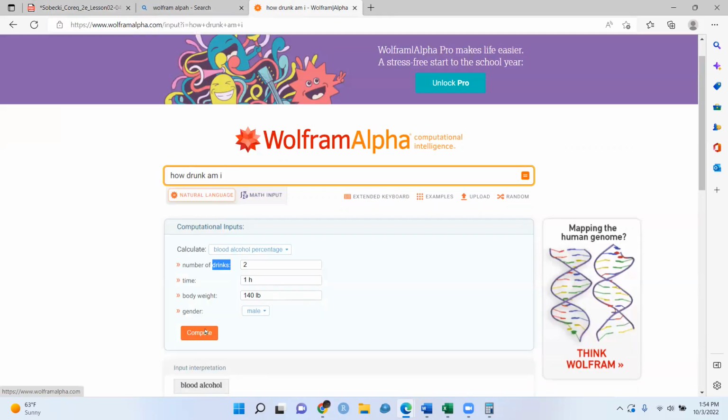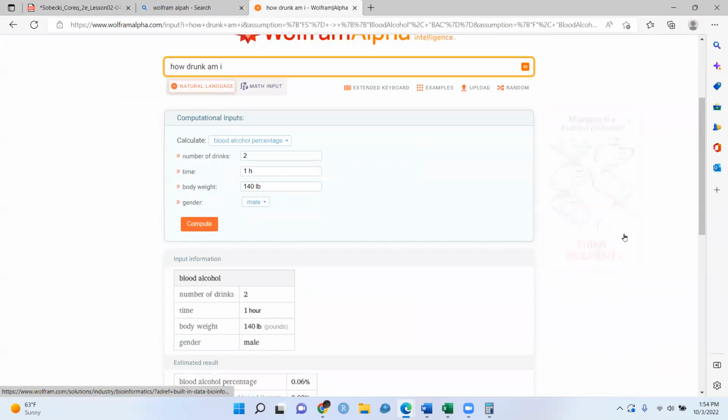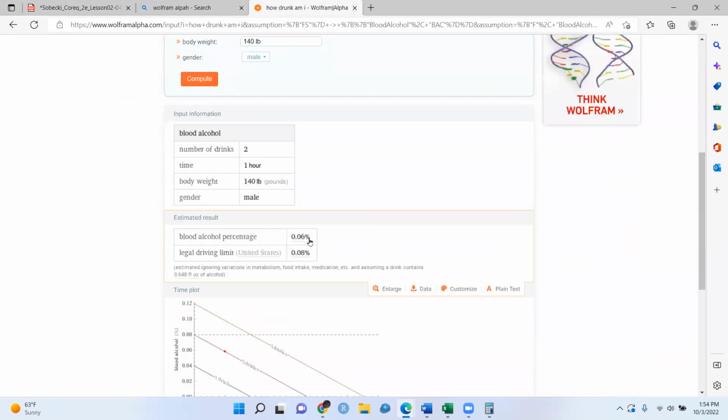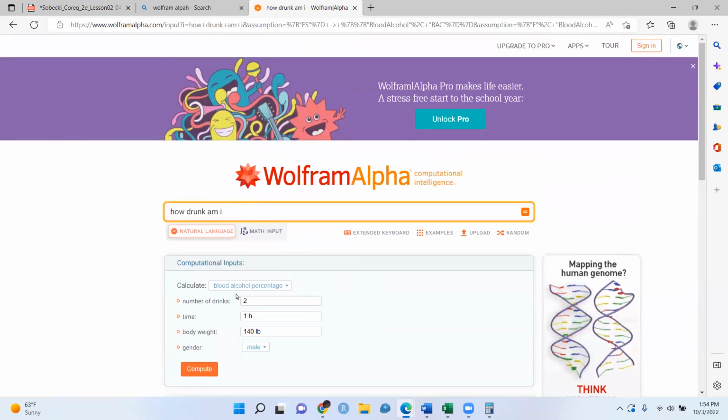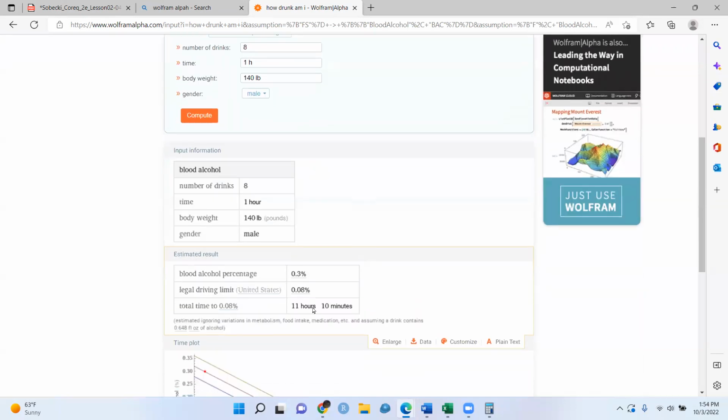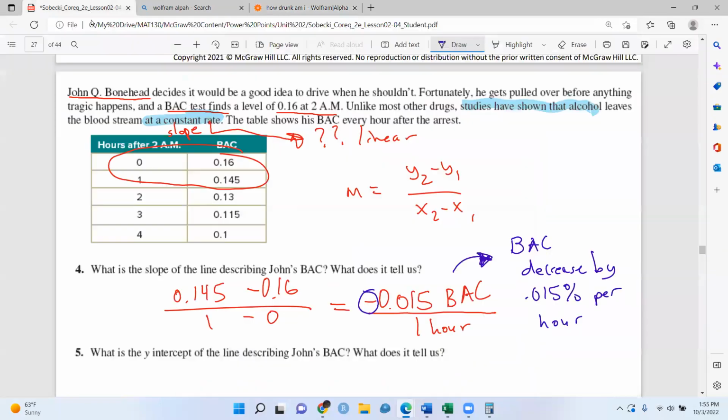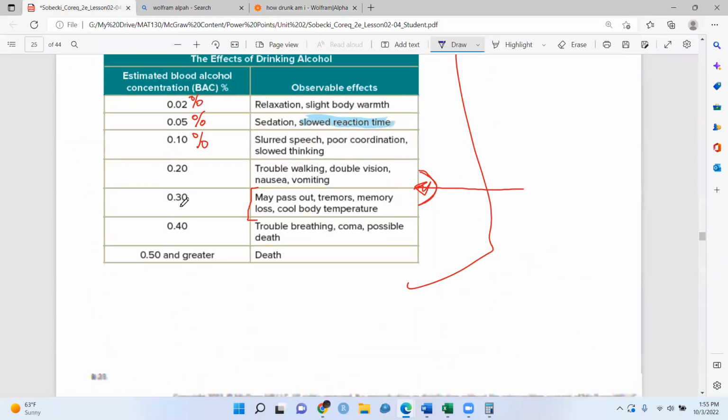And you put this all in and compute it, and then it says this is your blood alcohol percentage, so you're fine for driving home if you've had 2 drinks in 1 hour. Again, you would need to know how a drink is defined. If you had 8 drinks in 1 hour as a male weighing 140 pounds, you're at 0.3% alcohol, so you can't drive for 11 hours. Plus, if you think back at the observable effects of this, you are getting into a pretty dangerous level of alcohol consumption.